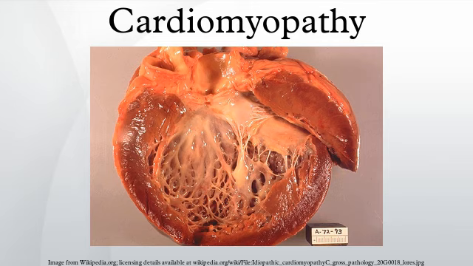Types: primary intrinsic cardiomyopathies. Genetic: hypertrophic cardiomyopathy, arrhythmogenic right ventricular cardiomyopathy, isolated ventricular non-compaction, mitochondrial myopathy. Mixed: dilated cardiomyopathy, restrictive cardiomyopathy. Acquired: peripartum cardiomyopathy, Takotsubo cardiomyopathy, Loeffler endocarditis.